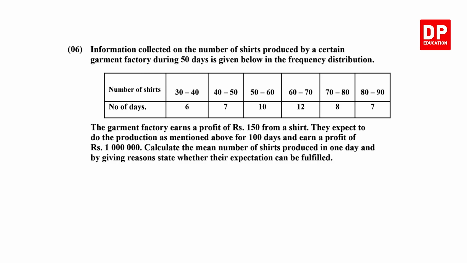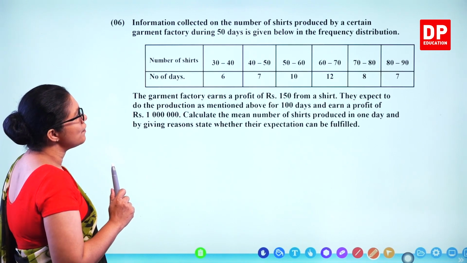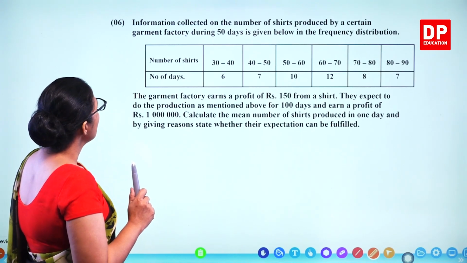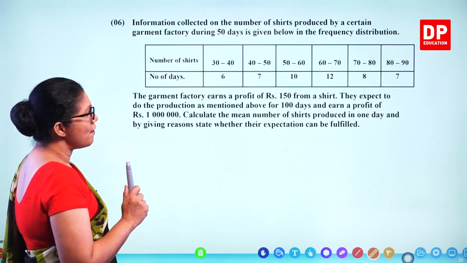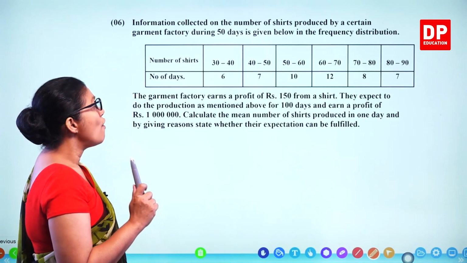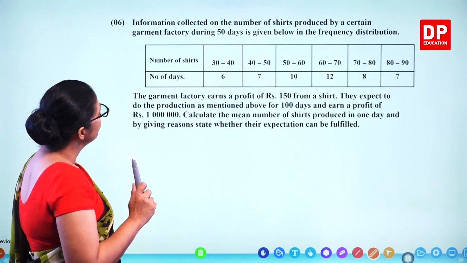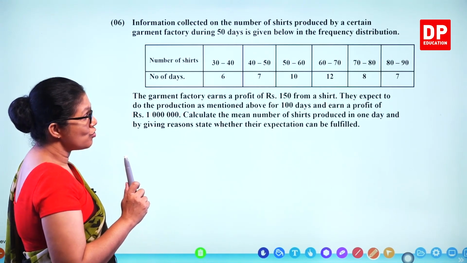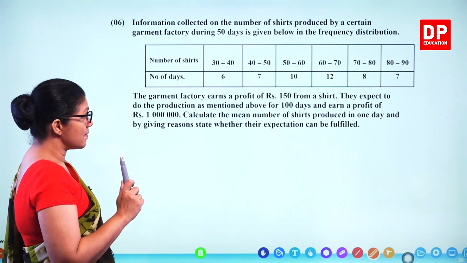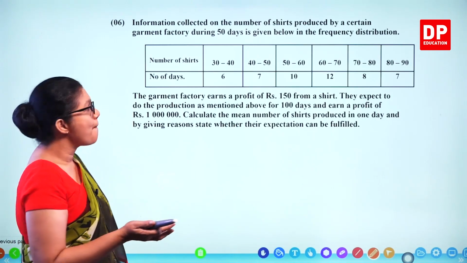This is a statistics question. Information collected on the number of shirts produced by a certain garment factory during 50 days is given below in the frequency distribution. The garment factory earns a profit of 150 from a shirt. They expect to do the production as mentioned above for 100 days and earn a profit of 1 million. Calculate the mean number of shirts produced in 1 day and, by giving reasons, state whether their expectation can be fulfilled. So we have to find out the mean value.